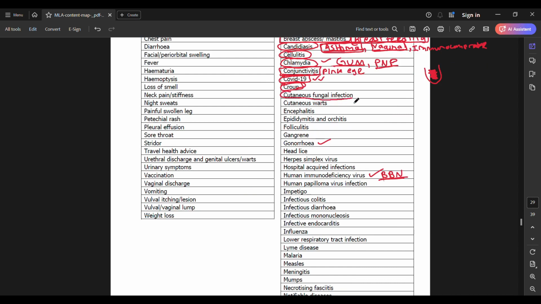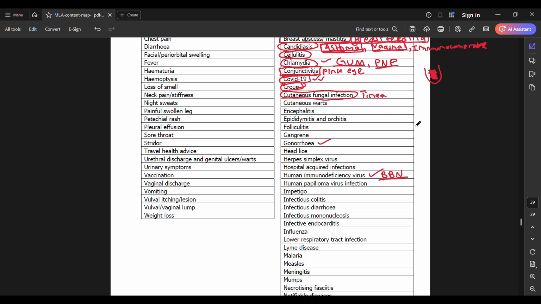Next, you have cutaneous fungal infections. So know the different cutaneous fungal infections: Tinea cruris, Tinea capitis, Tinea facei. Depending on where it's present, the name changes, but know the treatment of tinea, right? What kind of topical treatment you're going to give the patient, and look at pictures. Definitely look at pictures of cutaneous fungal infections. You may get a multiple choice question or an OSCE station.